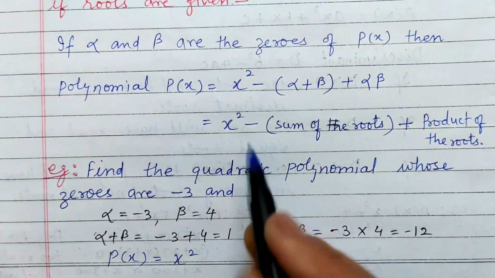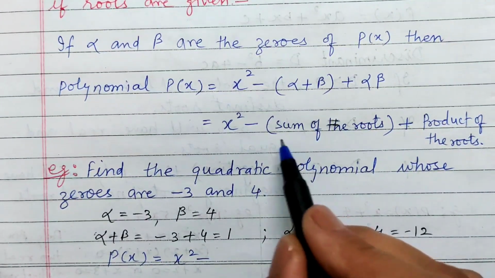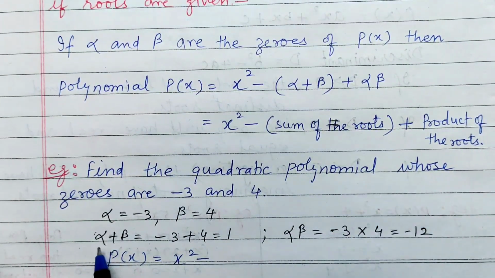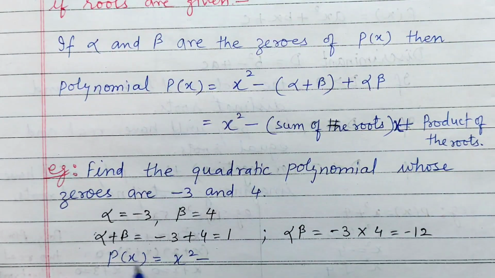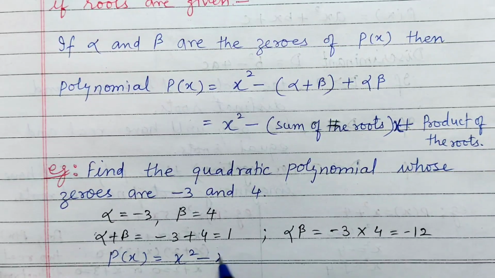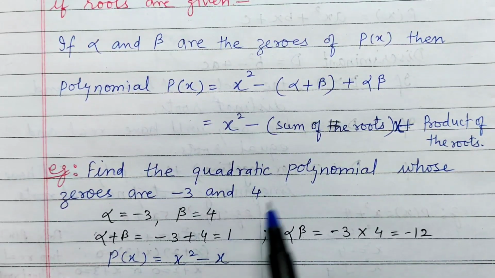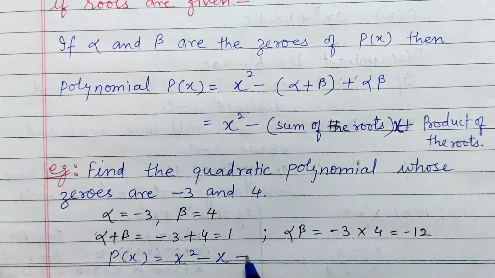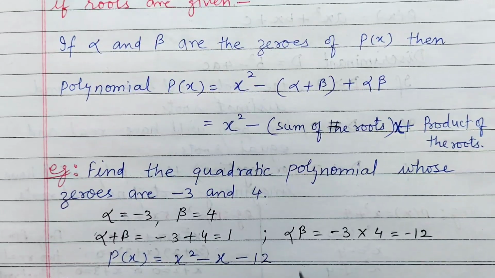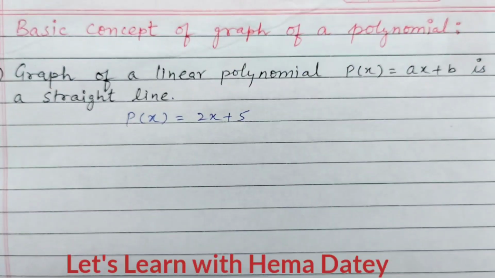Now let's form the polynomial. Polynomial p(x) equals x square minus the sum of the roots, which is 1, times x. So it would give us 1x or only x, plus the product of the roots, which we have as minus 12. So the required polynomial will be x square minus x minus 12.